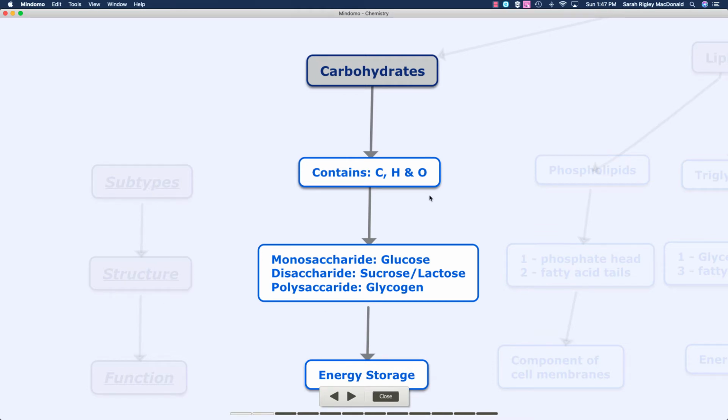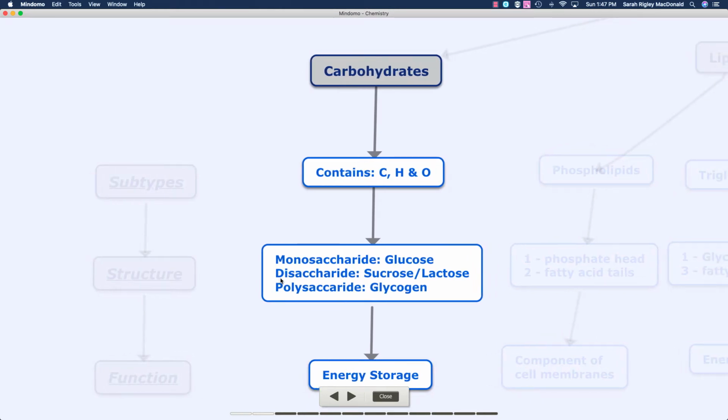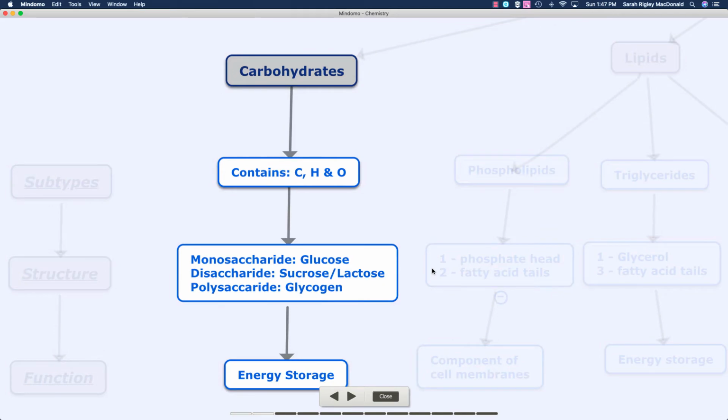So for carbohydrates, it's going to be made up of carbon, hydrogen, and oxygen. And we have three main subtypes here: our monosaccharides, disaccharides, and our polysaccharides. Now just a reminder from class that mono means one, di two, and poly many. So the examples that you have to know for each: for monosaccharide, you need to know glucose; for disaccharide, sucrose and lactose; and polysaccharide, glycogen. And glycogen is going to be a key one when we talk about the blood glucose cycle. All of these have the same function, which is energy storage.